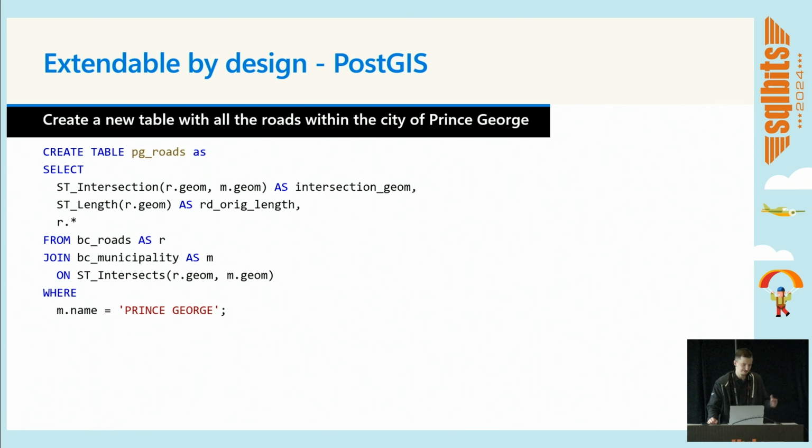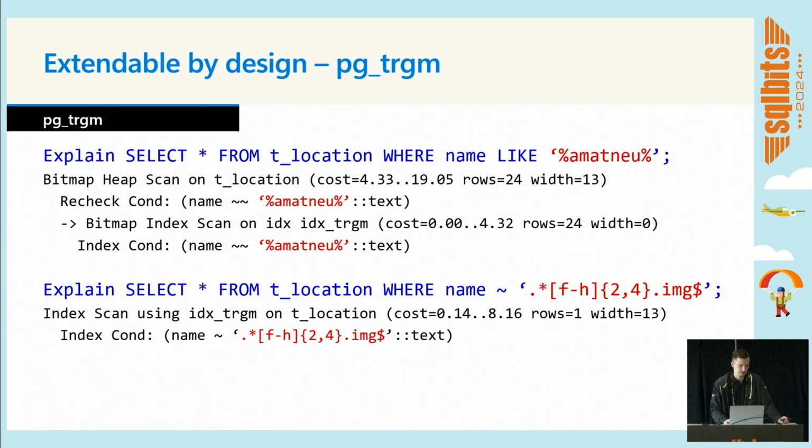So going through some of the examples, here's a query showing how you can create a table with all the roads within the city of Prince George. That demonstrates the type of queries that you may be doing if you are enabling the PostGIS extension on your database. This is how pg_trgm works.